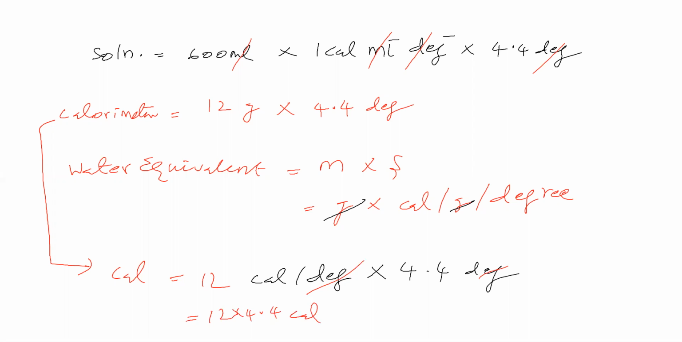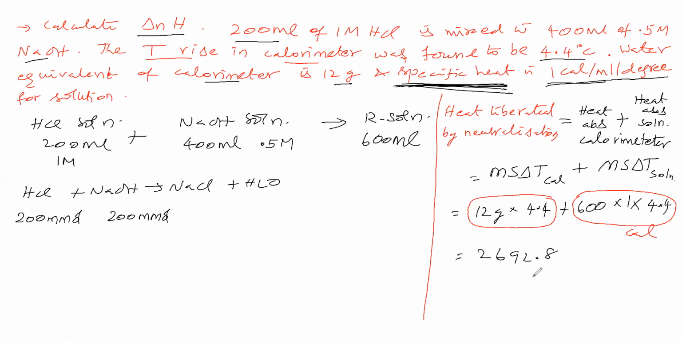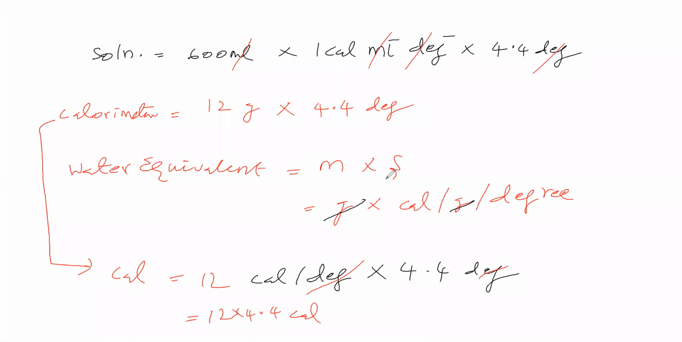So water equivalent, that also we have said. What must be the unit here? For calorimeter, m s delta T, the unit is calorie. In the water equivalent of calorimeter they said 12 gram. Actually here the correction is there. Water equivalent is mass into specific heat. Mass is in gram, and specific heat is calorie per gram per degree. Gram cancels. Therefore calorie per degree is the unit.